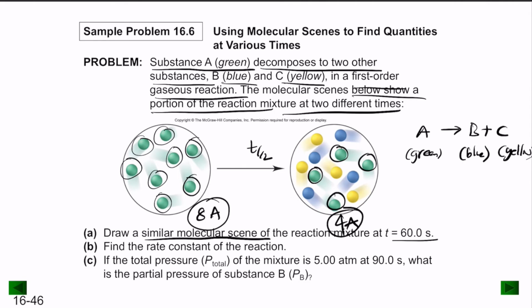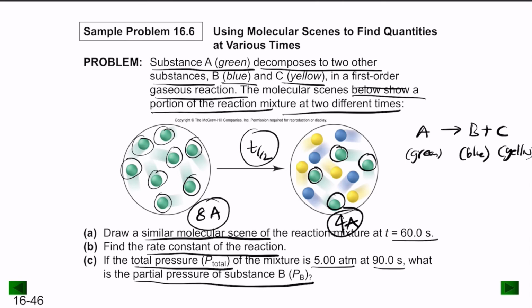Now, we already found that the time taken between these 2 molecular scenes is the half-life period. But we do not yet know what the half-life period actually is. So for that, we have to determine the rate constant. They've also asked us to find the rate constant of the reaction. Finally, the total pressure of the mixture is 5 atmospheres at 90 seconds. What is the partial pressure of the substance B?